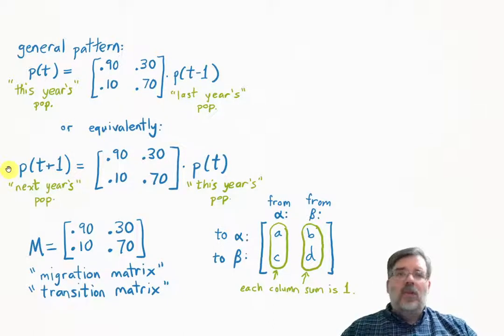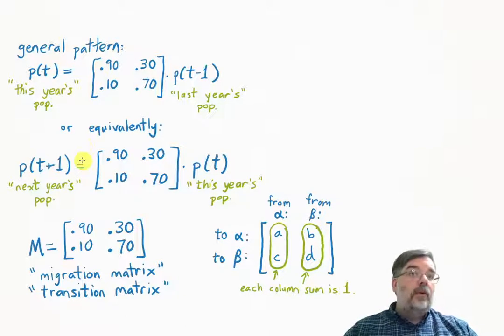Equivalently, if you want, you can calculate next year's population in terms of this year's population, again multiplying by the same matrix. And these two equations are really equivalent. In each case, they're saying to figure out the value at a certain year, you're going to multiply this matrix times the previous year. This matrix here, with these different percentages, is called a migration matrix, or sometimes it's called a transition matrix.